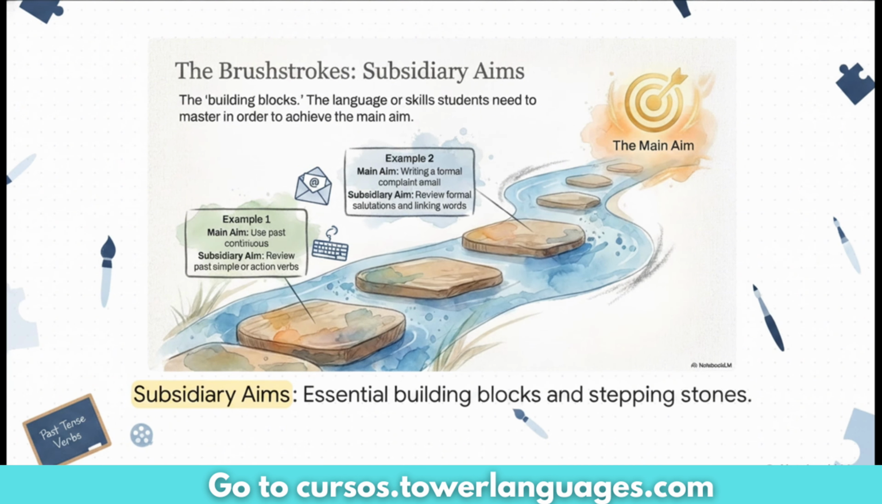These are your building blocks. Subsidiary aims are the specific language or skills students need to master in order to actually achieve that main aim. They act as stepping stones. For instance, if your main aim is for students to use the past continuous to describe scenes from a movie, well, a necessary subsidiary aim would be to first review the past simple or action verbs. You absolutely have to lay down these brushstrokes before the main picture can emerge clearly.